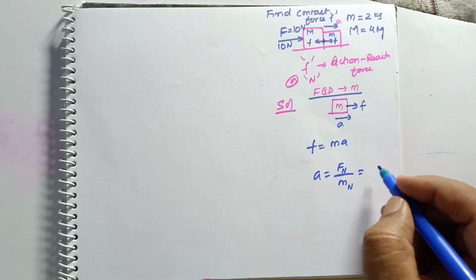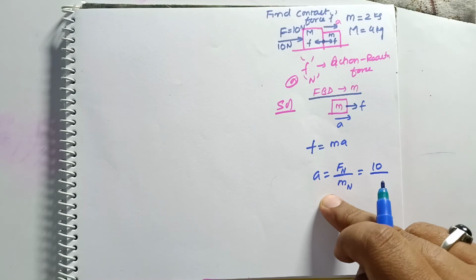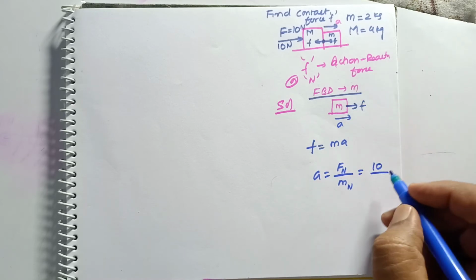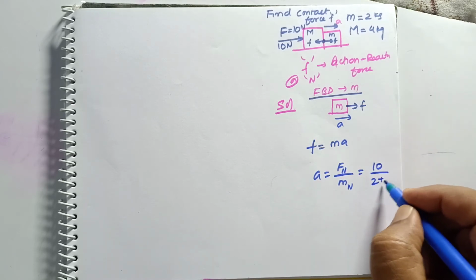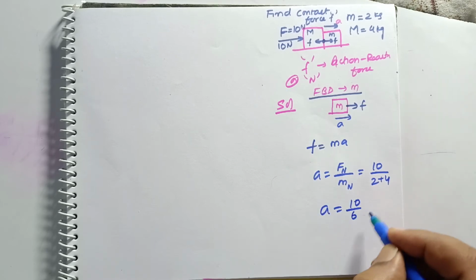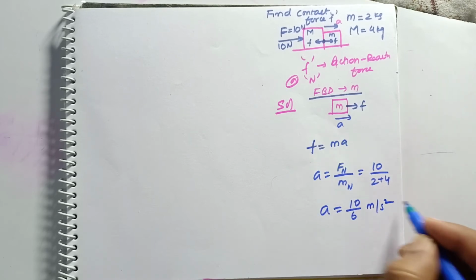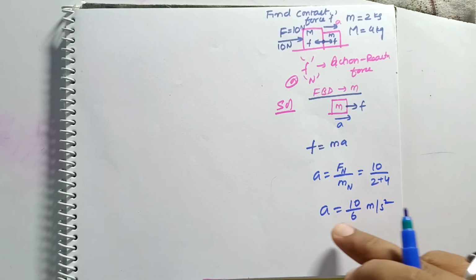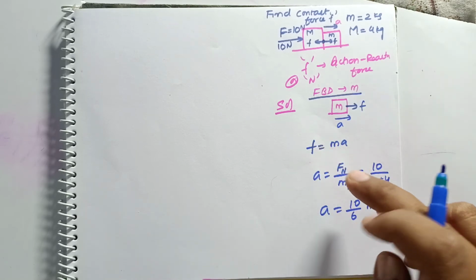The net force acting on the two blocks is 10 newtons, and the net mass of the two blocks is going to be 2 plus 4, that is 6 kg. So acceleration is how much here? It is going to be 10 by 6 meter per second square. We got an acceleration. If we got an acceleration, can't we find out the contact force?